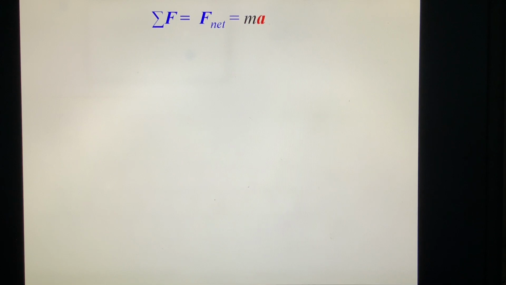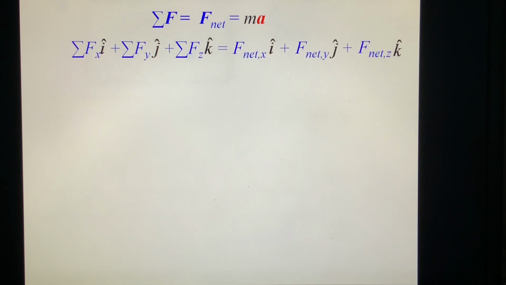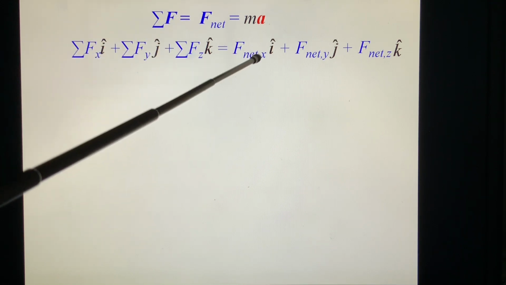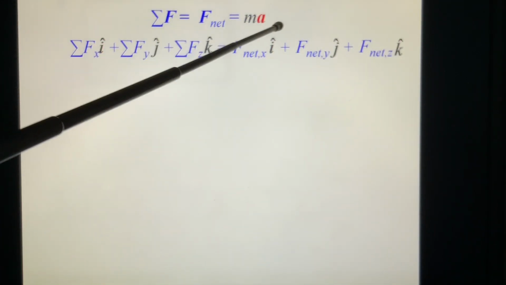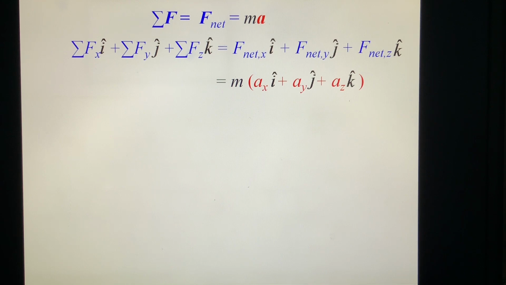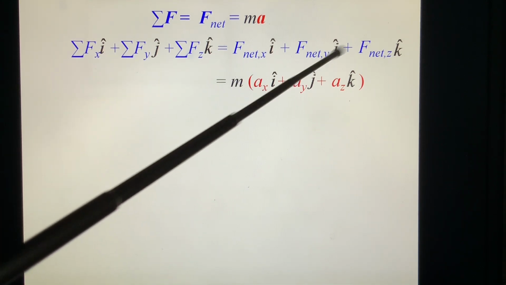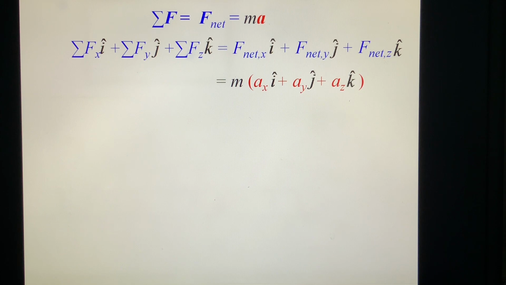Sigma F equals F net equals ma. Newton's second law. We know sigma F is a vector, so it has three components. F net, the same thing: F net x i, F net y j, F net z k, and a is a vector. So i, j, k are unit vectors along three axes. They have nothing to do with the relationship. So we compare the coefficients in front of i, j, and k.